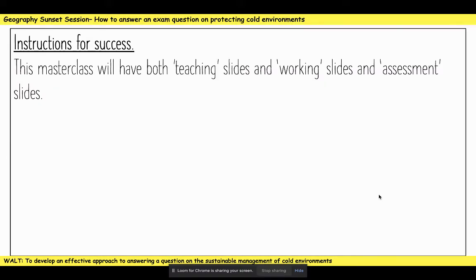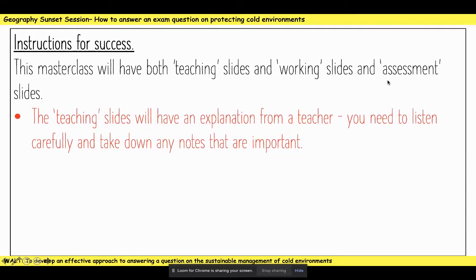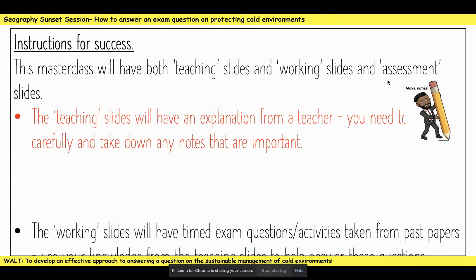So, instructions for success. This masterclass will have both teaching slides and working slides, and also assessment slides. The teaching slides will have an explanation from a teacher. If it's in red font, it's a teaching slide, so you need to listen and take notes. I've also included that make notes logo to give you an idea of when you should be making notes. I'll try and point it out verbally as well.